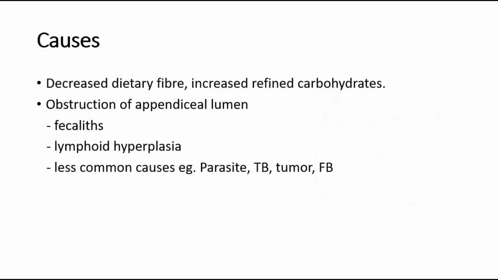The causes of acute appendicitis are dietary causes, for example, decreased intake of fiber and increased intake of refined carbohydrates. Other causes include obstruction of the appendiceal lumen, which can be due to fecaliths, which are calcium salts and fecal debris collected around the needles of fecal material within the appendix. It can also be obstruction due to lymphoid hyperplasia, which is associated with inflammatory disease like Crohn's disease and also other infective diseases. Some of the less common causes are obstruction due to parasites, tuberculosis, tumor, or foreign body in the appendix.